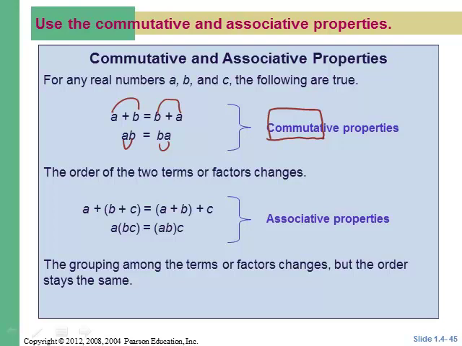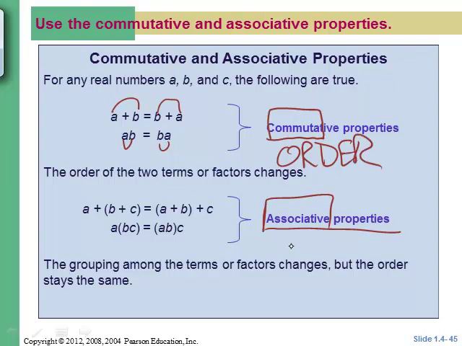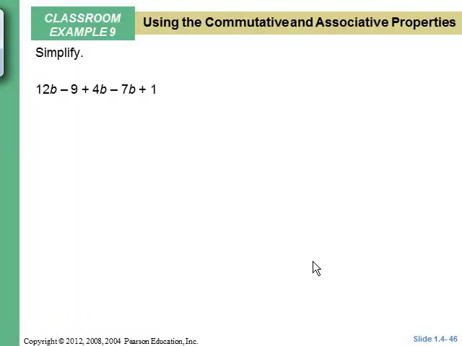The associative property is a little bit different. I always remember it by lawyers are associates, and it doesn't matter how they're grouped, you still have the same law firm. So we sometimes call the commutative property the order property, and we sometimes call the associative property the grouping property. Okay, so we can use those properties to simplify our answers.